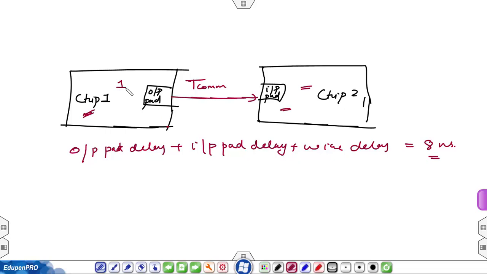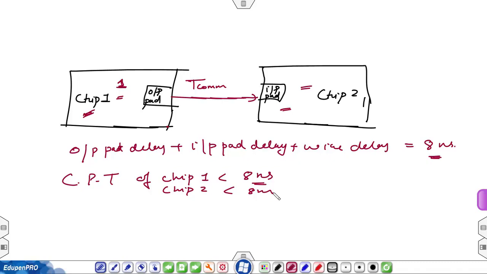Okay, so this sample 1 has to move from the output pad, then it has to travel via this wire, and then the input pad will receive it, and then it will transfer it to chip 2. So this sample cannot escape this route, so 8 nanoseconds is required, and that too after it is processed by chip 1. Okay, now let's say that the critical path time of chip 1 is less than 8 nanoseconds, and the critical path time of chip 2 is also less than 8 nanoseconds. So no matter how fast it processes sample 1 after receiving, let's say the critical path time is 6 nanoseconds.